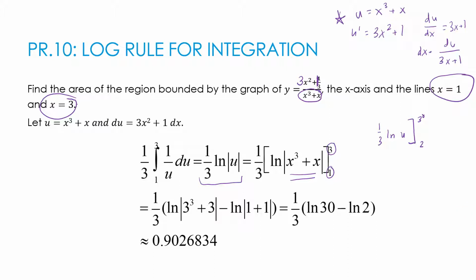And again, down here you can see that I would get the same thing, natural log of 30 minus natural log of 2. It's going to be the same thing whether I keep it in u or plug the x's back in and use the original limits of integration. So just make sure you're clear when you're showing work which way you did it. But then from here the work is pretty similar, and either way I end up with 0.9026834, etc., etc.